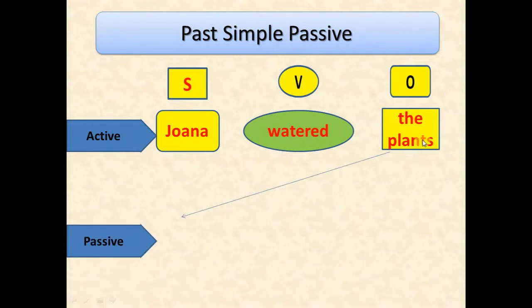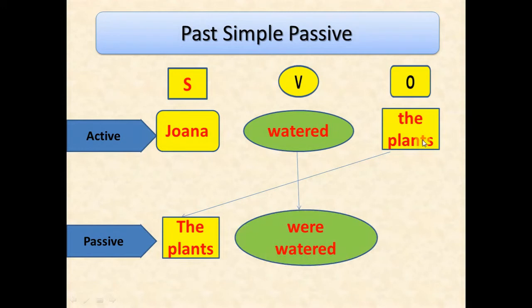Now, in the passive voice, the plants becomes the subject. The verb watered becomes were watered because the plants are in plural, and the were is the verb be in the past simple, and this is the past participle of the main verb. Okay? And Joanna comes at the end of the sentence, like an agent. The plants were watered by Joanna.